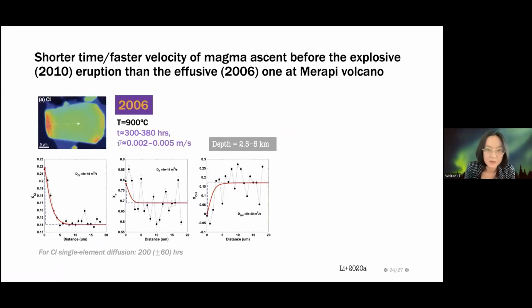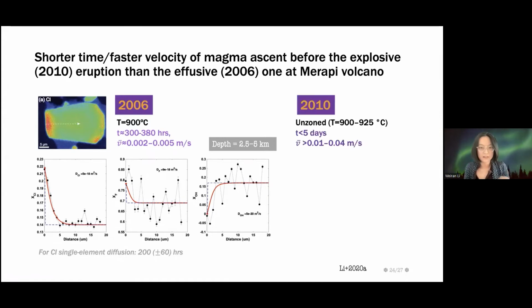This was then what we observed for the Merapi 2006 eruption. I'm showing just one microphenocryst in the groundmass, and we did a profile along this white arrow direction. This is more or less parallel to the C-axis of the crystal. Then we did the modeling using the AppTimer tool, and at 900 degrees, we obtained timescales of about 2 weeks. That translates to average magma ascent rates of 0.002 to 0.005 meters per second.